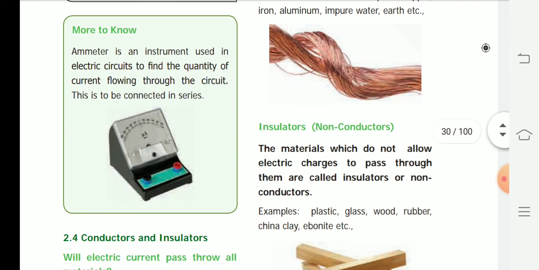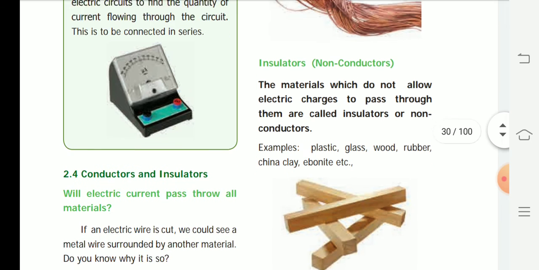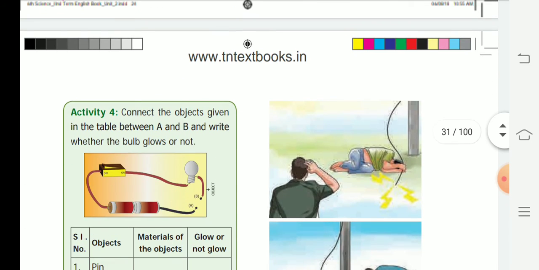Then next one, insulator. The materials which do not allow electric charges to pass through them are called insulators or non-conductors. Examples: plastic, glass, wood, rubber, china clay, ebonite, etc. Okay, this is the difference between conductors and insulators.